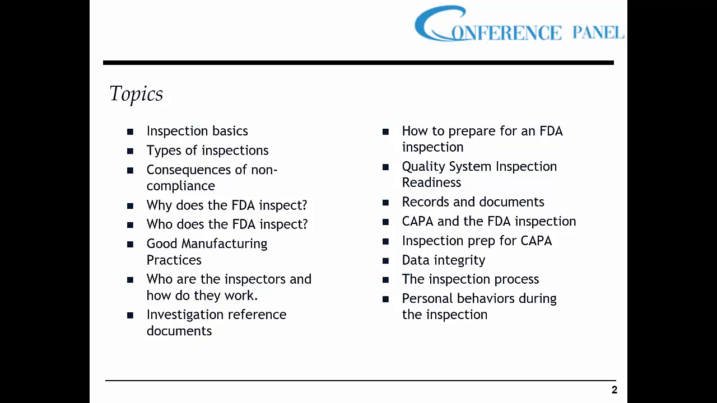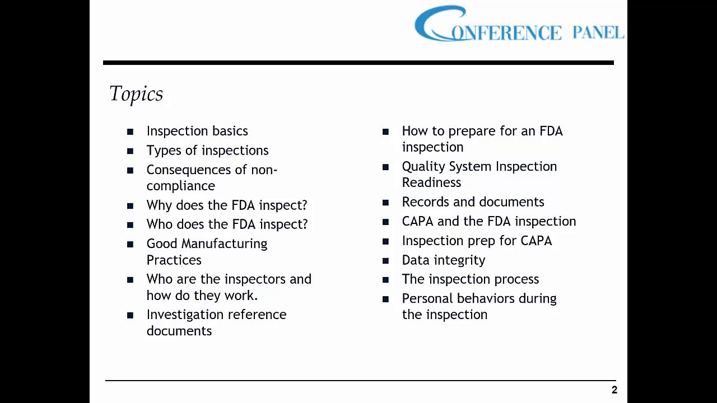Beginning with the basics of inspections, the types of inspections that occur, what some of the consequences of noncompliance are that can occur, who the FDA inspects, basically how good manufacturing practices plays into that inspection process, who the inspectors are, and we'll look into the mindset of the inspectors themselves, and we'll look at some of the investigation reference documents that the FDA uses for their own inspectors and how they can certainly help you prepare for your inspections.